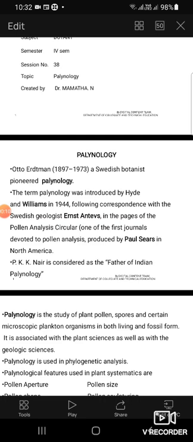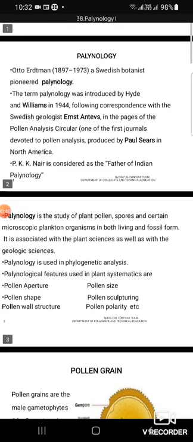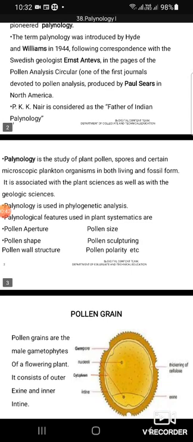The term palynology was introduced by Hyde and Williams in 1944 following correspondence with Swedish geologist Ernst Antevs in the pages of Pollen Analysis Circular, one of the first journals devoted to pollen analysis, produced by Paul Sears in North America. P.K.K. Nair is considered the father of Indian palynology.